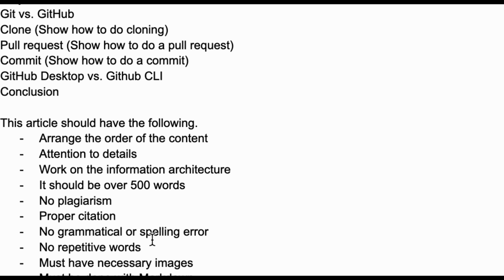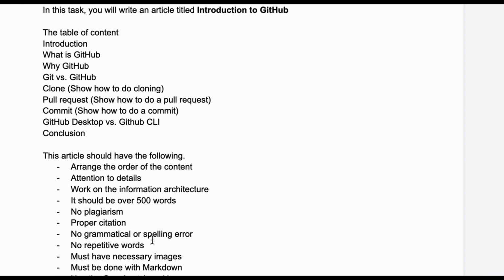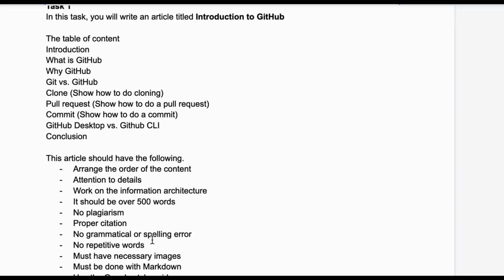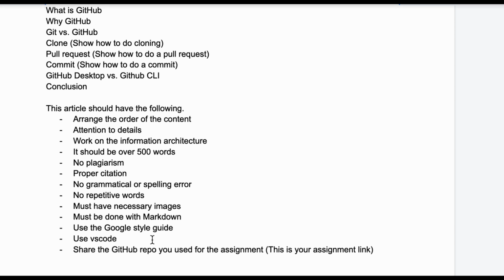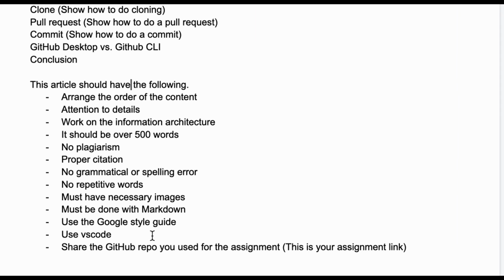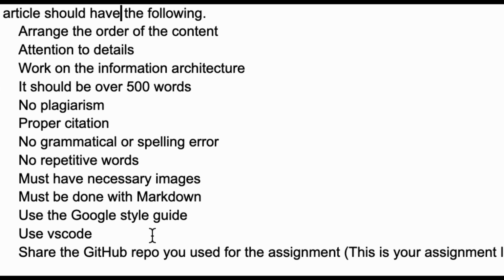Now, you must have necessary images. Where you think images should be, add them. Very important. Must be done with Markdown. So I don't want plain text. Do it in Markdown, put it on GitHub, send the repo link to me, and leave the rest. I will review with that.